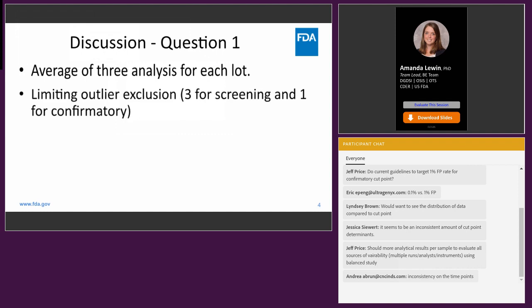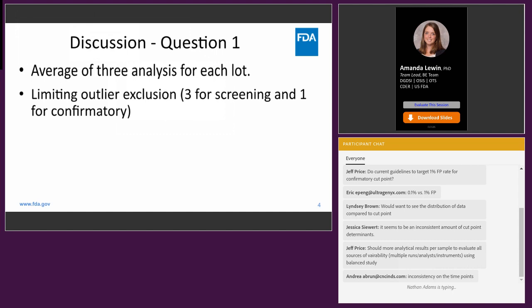A second point is they limited the outlier exclusion to only 3 points in the screening assay and 1 point in the confirmatory assay, right? So this is criteria that's not based on the data. It's a general practice to limit the outliers removed, regardless of whether there are true outliers that still remain in your data set.